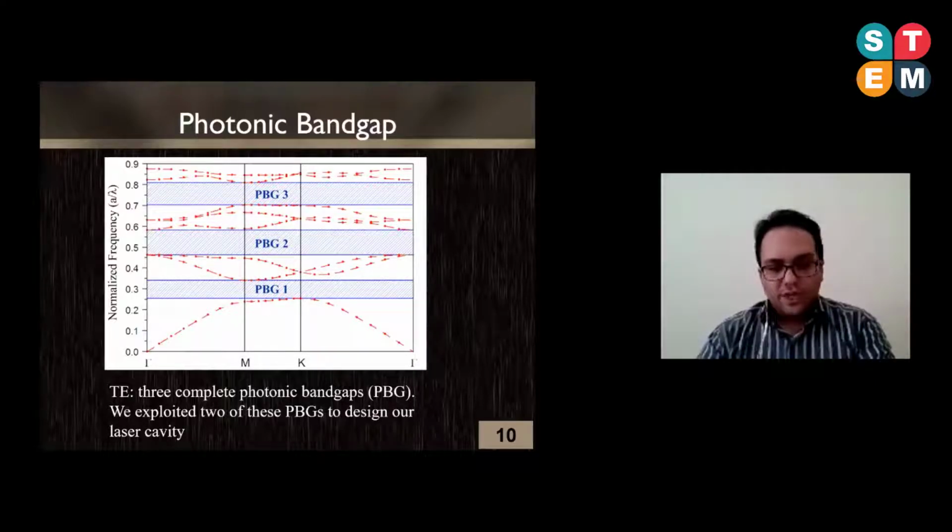The laser is excited through a continuous TE polarized source at 532 nanometers. The source is located at the top of the structure, adjacent to the upper surface. The pump, at 532 nanometers, lies within photonic bandgap 3.